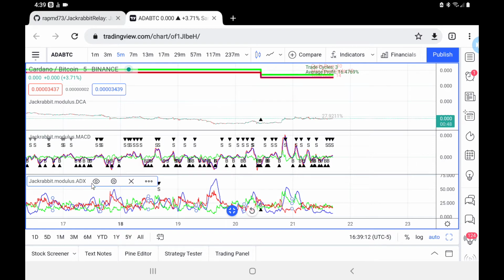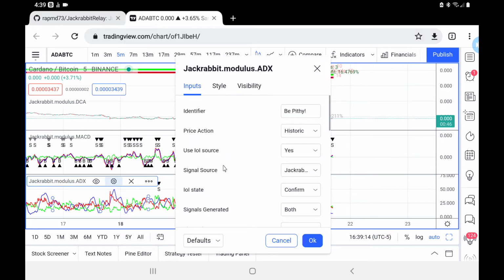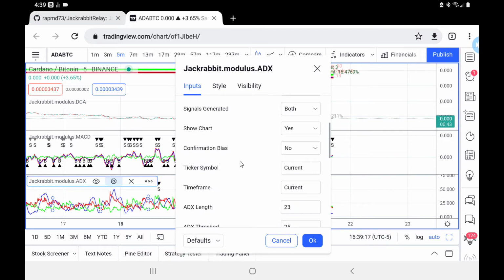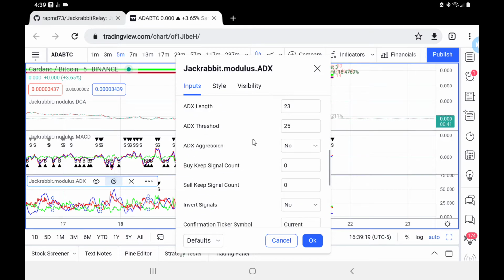ADX. This is an interesting one. I'm using 23 for the length. Normally ADX length is 25, but I wanted 23 specifically to look at an offset with the MACD, so that they're not literally matchy or causing a correlation that may not be profitable.